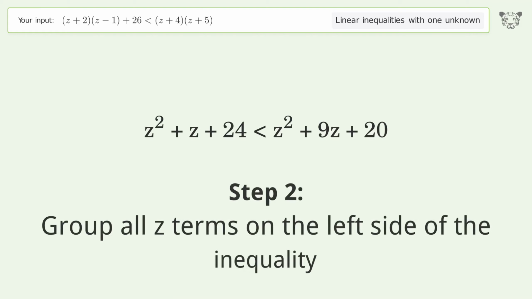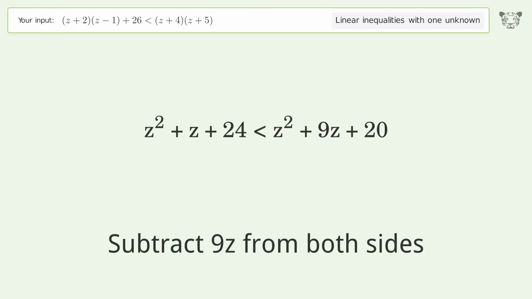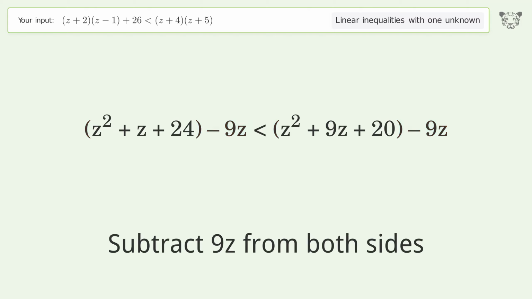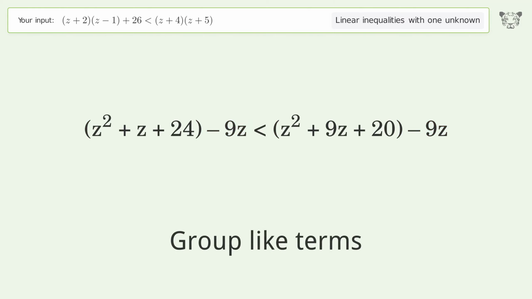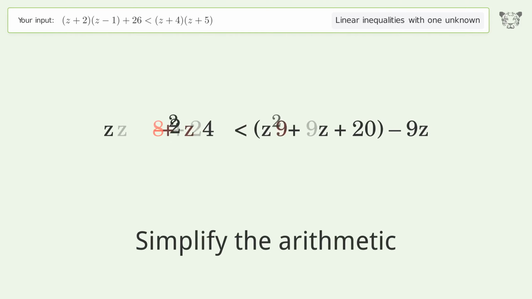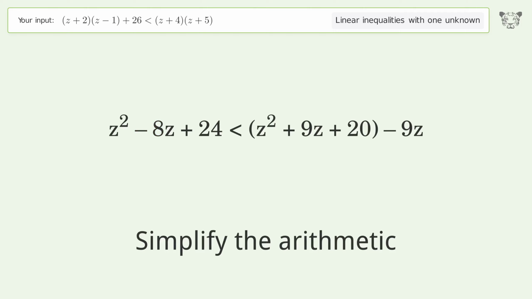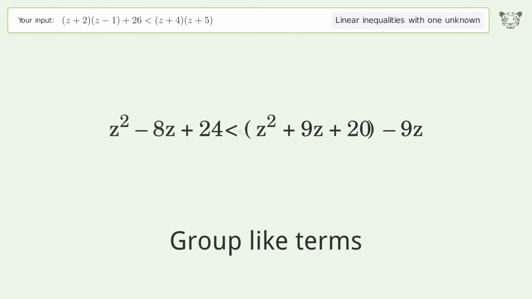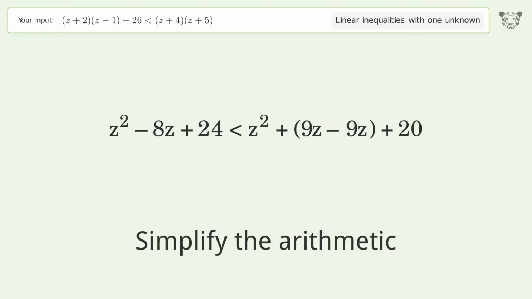Group all z terms on the left side of the inequality. Subtract 9z from both sides. Group like terms. Simplify the arithmetic. Group like terms. Simplify the arithmetic.